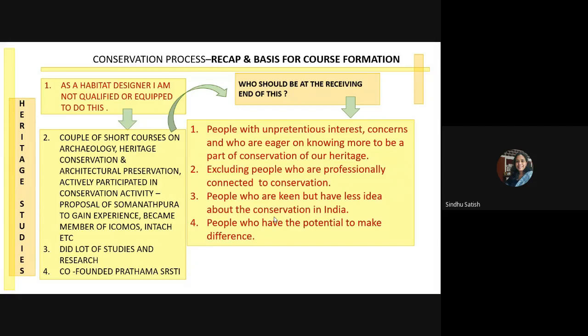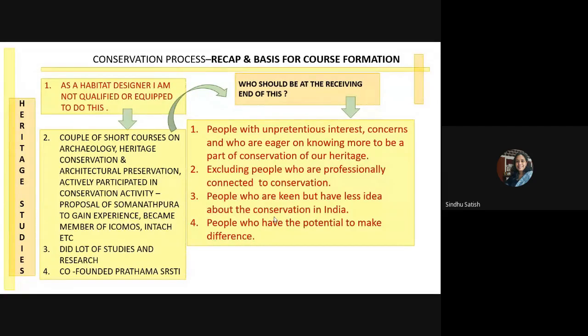I was not ready to give this to the students or anybody who belongs to the profession, because they already know something. And what I'm talking about is all very fundamental, which is basic knowledge that one should have if they really care about heritage in our country. So something very fundamental and basic that I was ready to give, but I wanted people who were genuinely interested. So I identified who should be my audience, or whom I should share this with.